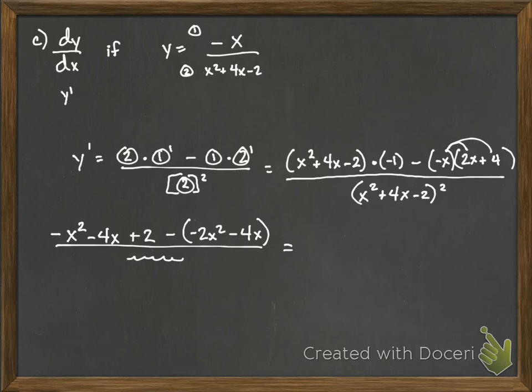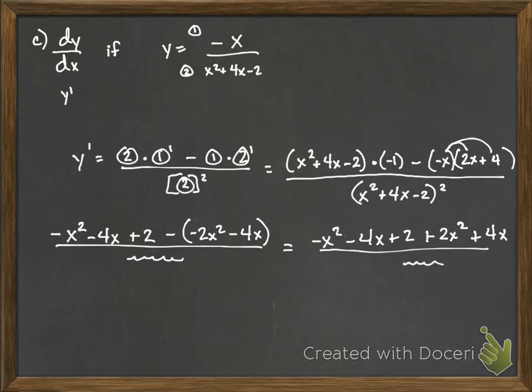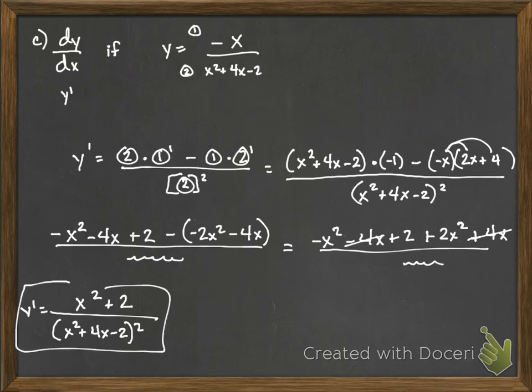I'm going to keep simplifying this top, so negative x squared minus 4x plus 2, and that becomes plus 2x squared plus 4x over all of that in the bottom again. Okay, so what does that give us? My 4x's cancel. I'm just left with x squared plus 2 all over the stuff that was in the bottom. So x squared plus 4x minus 2 squared. So that is my y prime, or my dy dx.